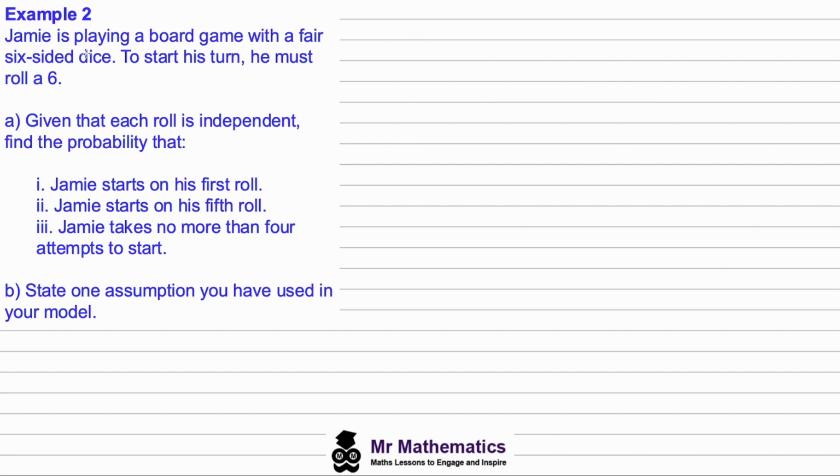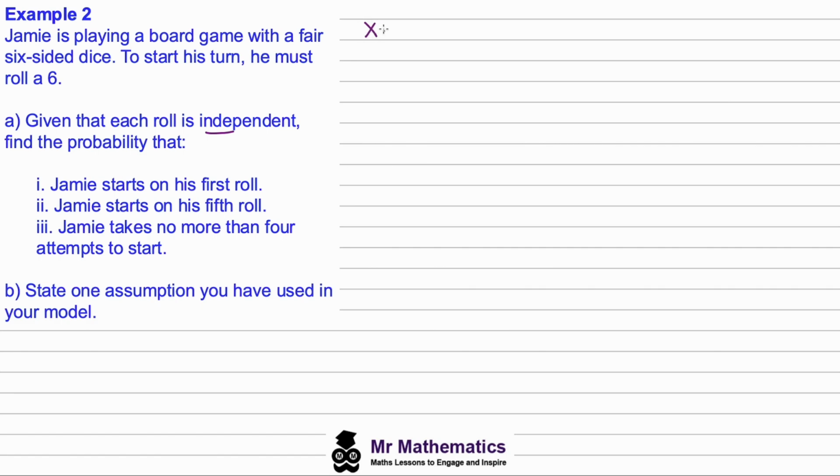So now we're told that Jamie is playing a board game with a fair 6-sided dice, and to start his turn he must roll a 6. We're given that each roll is independent, and we've been asked to find the probability that Jamie starts on his first roll, then he starts on his 5th roll, and then he takes no more than 4 attempts to start. So because it's independent, and we're assuming that the probability remains fixed, we can use a geometric distribution.